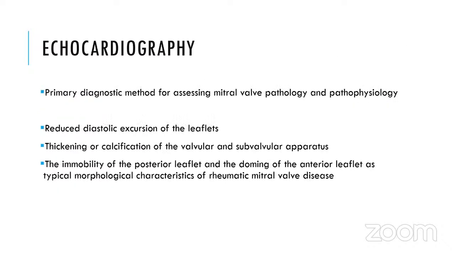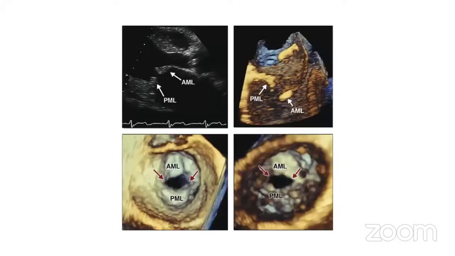Echo is the primary diagnostic method for assessing mitral valve pathology and pathophysiology. Usually, there is reduced diastolic excursion of the leaflets. There will be thickening or calcification of the valvular and subvalvular apparatus. There will be immobility of the posterior leaflet and the doming of the anterior leaflet as typical morphological characteristics of rheumatic mitral valve disease. Here we can see thickening of both leaflets.